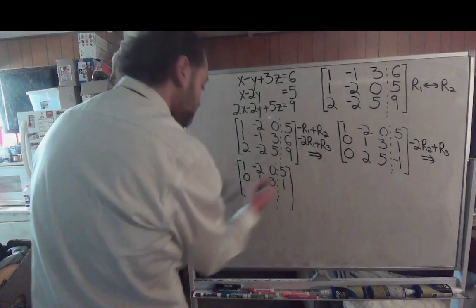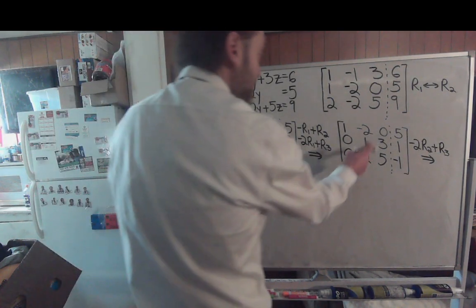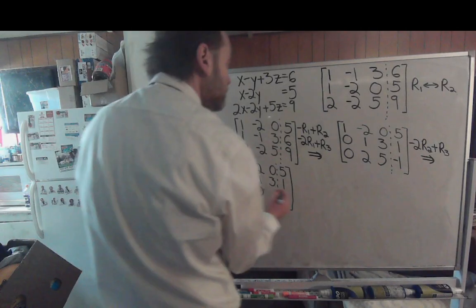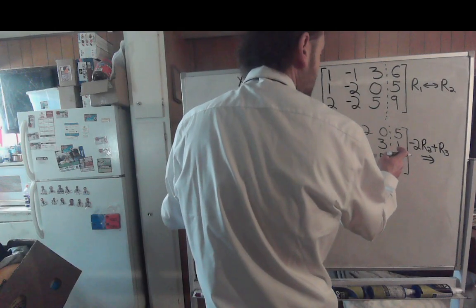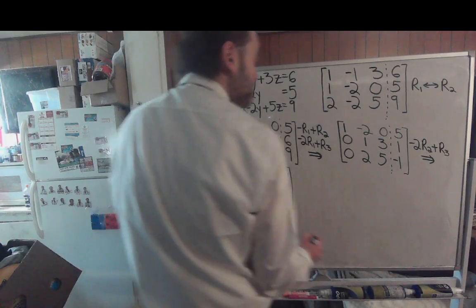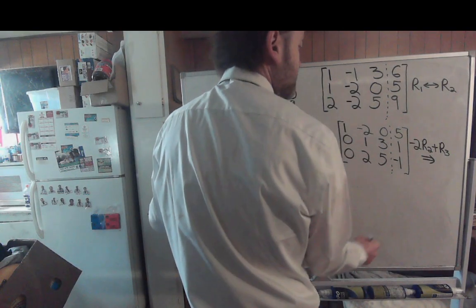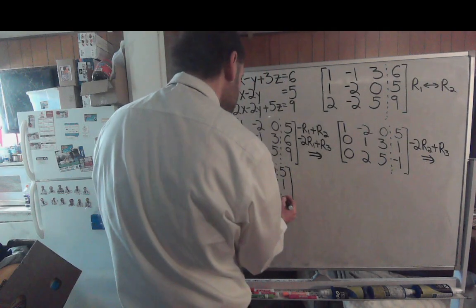Alright, so 0 plus 0 is 0. Negative 2 plus 2 is 0. 3 times negative 2 actually turns into negative 6, plus 5 is negative 1. Negative 2 times 1 turns into negative 2, minus 1 is negative 3.